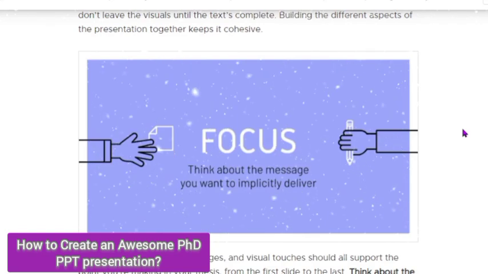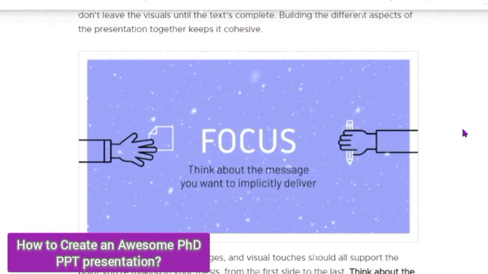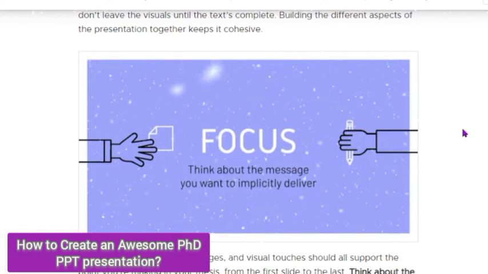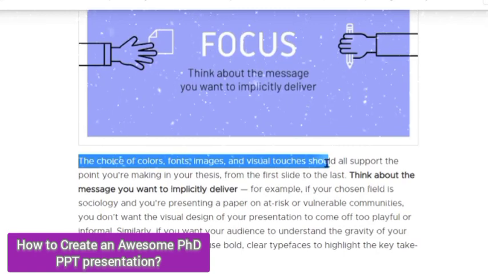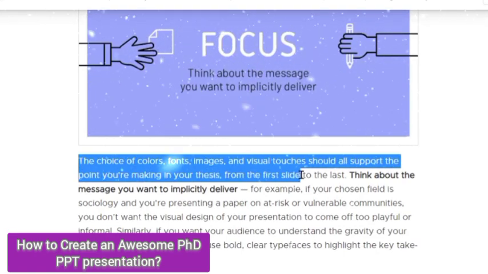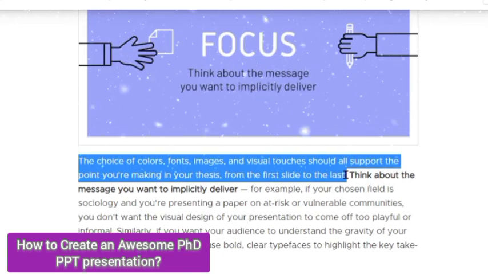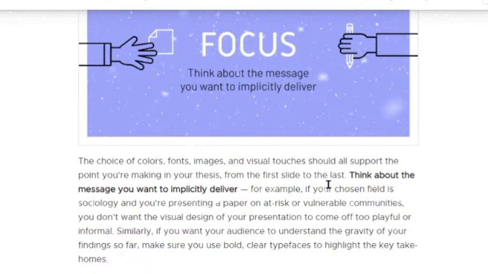In fact, whatever hard work you have done has to be very presentable, and needs to be presented properly. So the choice of colors, fonts, images and visual touch should all support the point you are making in your thesis, from the very first slide to the last slide. This is what should go in your presentation, because we all know the presentation is the interface between what you have done and what the audience is going to pursue about it.